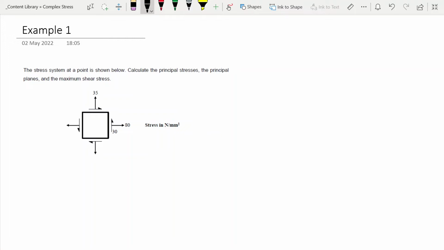Hi everyone, this video is the solution to example 1 on the topic of complex stress. In this particular exercise, we have the stress state in 2D of a given point, and what we need to do is calculate the principal stresses and also the angle of rotation to get those principal stresses and the maximum shear stress. Before we start doing this, we need to discuss the sign convention.